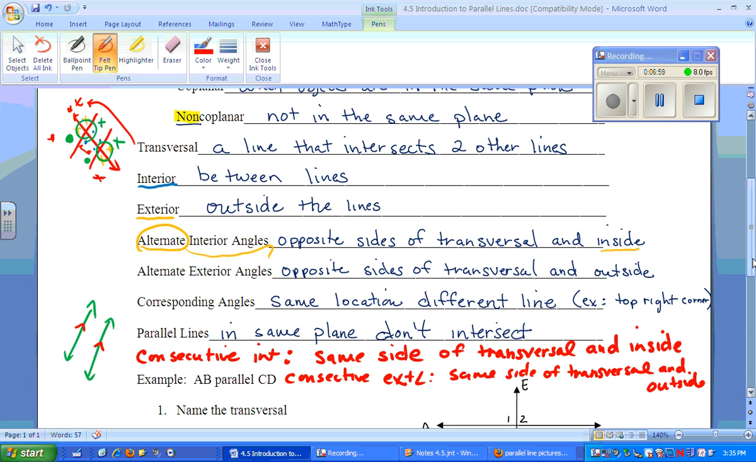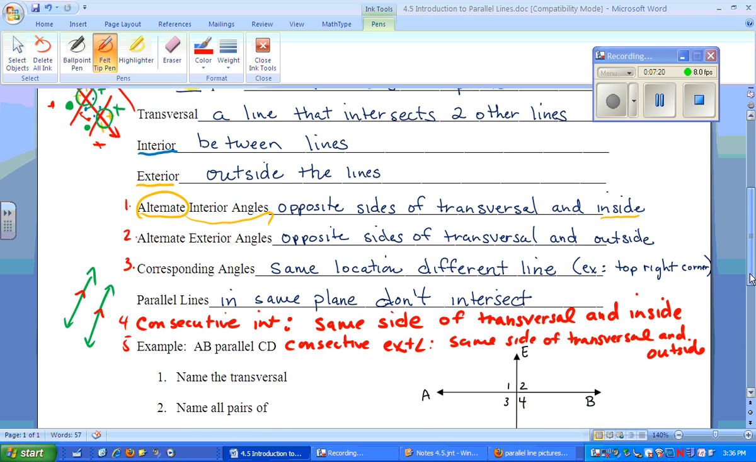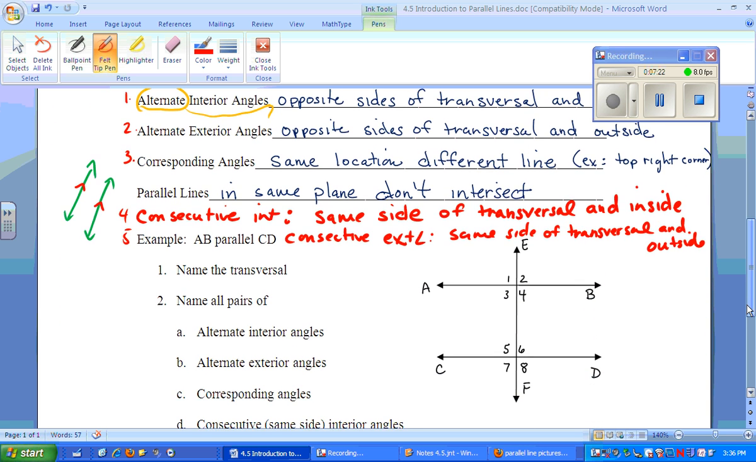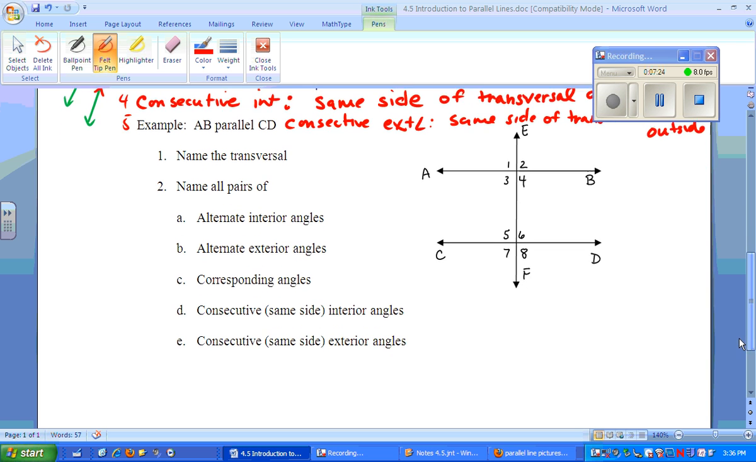If you need to let these soak in, make yourself some note cards. Put this piece of paper under your pillow when you sleep. However you're going to get it into your brain, you need to know these 5 things. 1, 2, 3, 4, 5. These angle names. Once you know them, it'll make things a lot easier, because we're going to be using them in the rest of 4 here and then in 5.